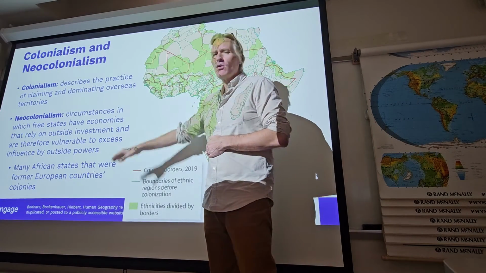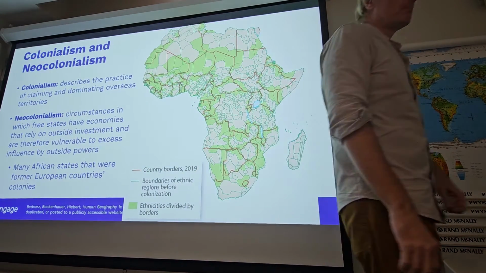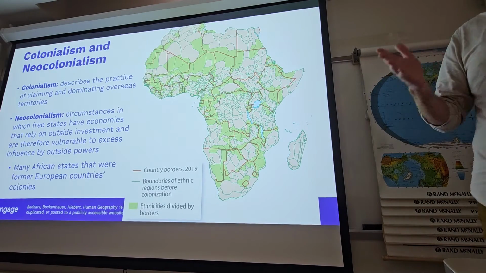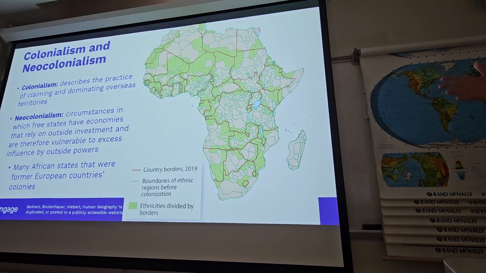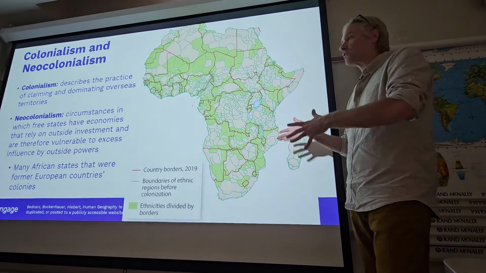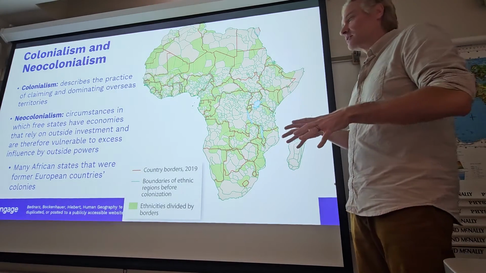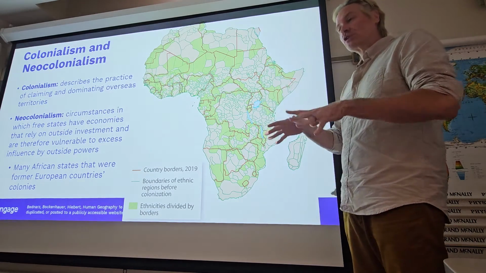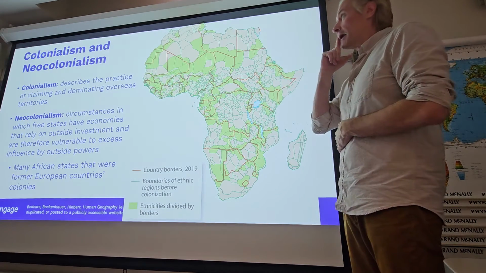Neocolonialism, which I don't know if we talked about a ton before, is seen when outside larger state powers still have a lot of effect on other countries, where those countries should just be allowed to do whatever they want, right?